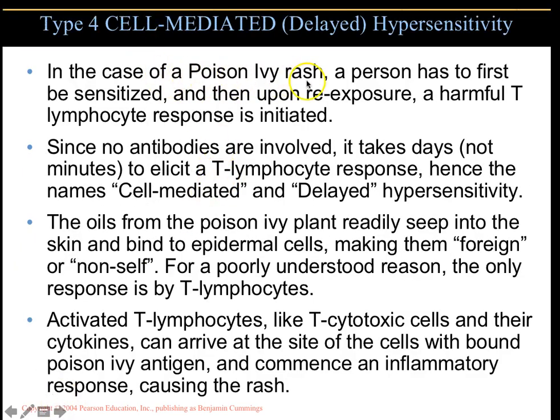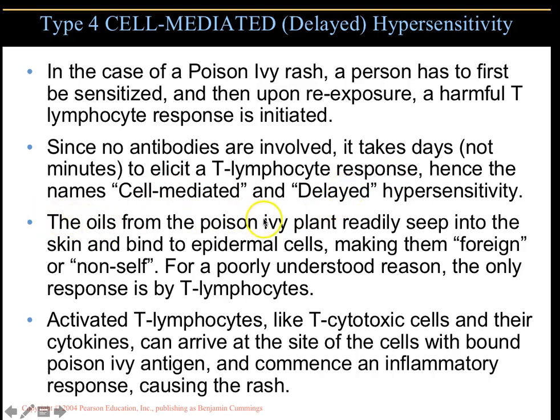So a poison ivy rash, person again has to be sensitized. And then upon re-exposure to poison ivy, which is just so prevalent in this neck of the woods, a harmful T lymphocyte response is initiated. No antibodies are involved. It takes days to elicit a T lymphocyte response. Hence, cell-mediated is the T lymphocyte, and the delayed is the fact that it's days.